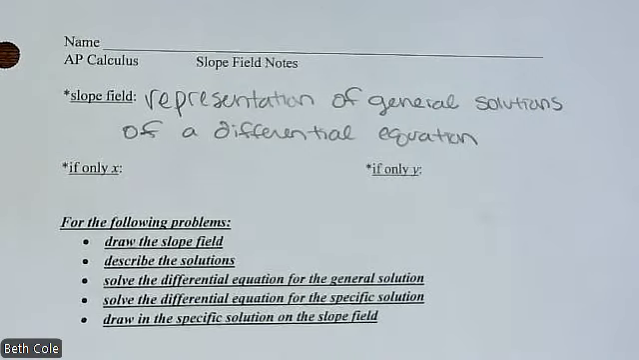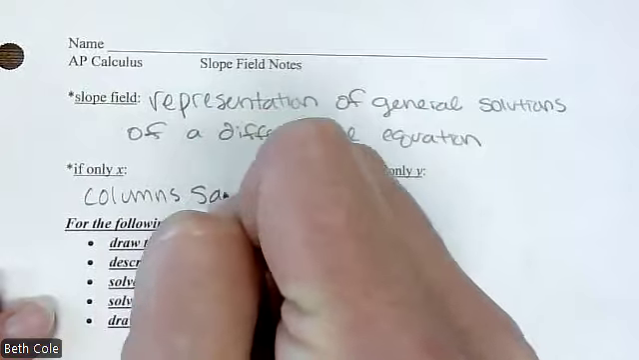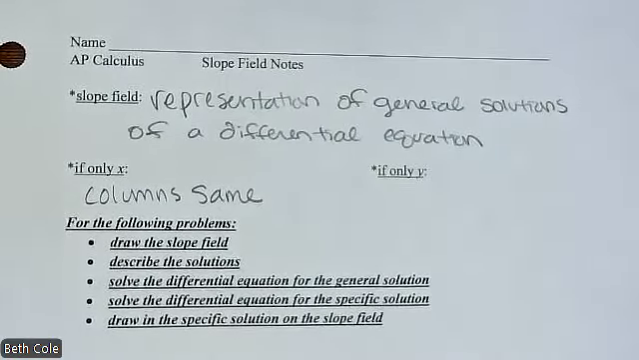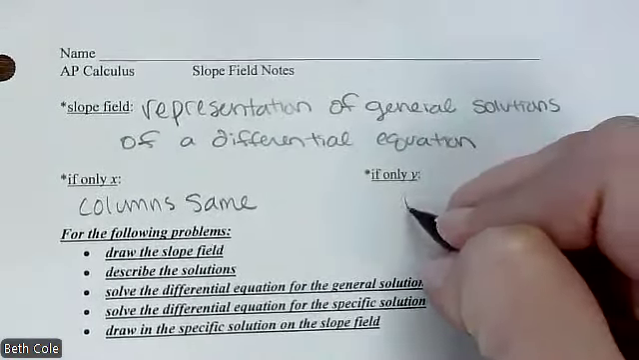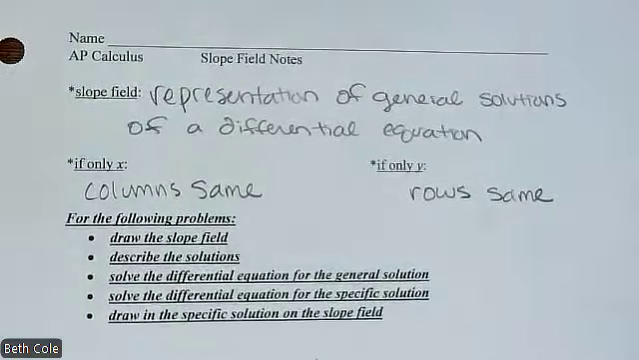If only x is in your differential equation, then all of your columns will be the same, which is nice because you can knock out whole columns at once and it's not as tedious. If you only have y in your differential equation, then all of your rows are the same, it's like horizontally, and you can knock out whole rows at the same time and it's not quite as tedious. When you have both x and y, you kind of have to chug along point by point and it can get to be a lot. But oftentimes there's symmetry, so you just kind of take what you get.